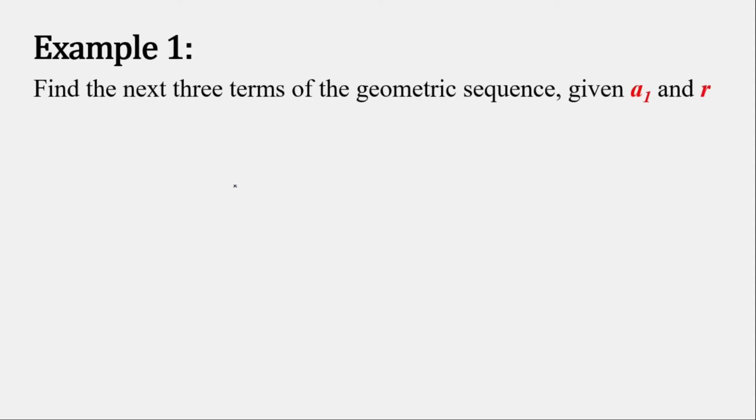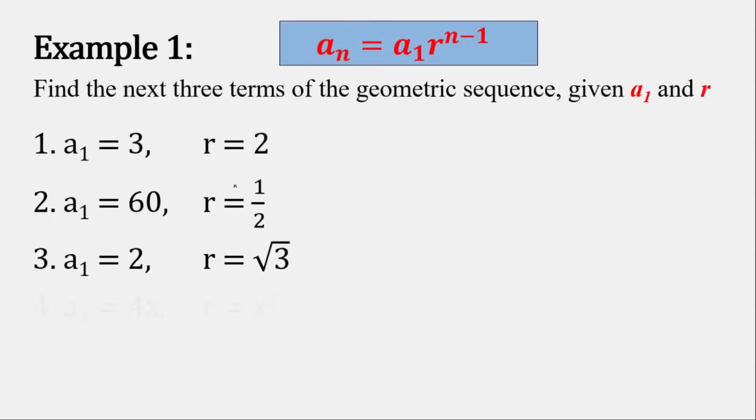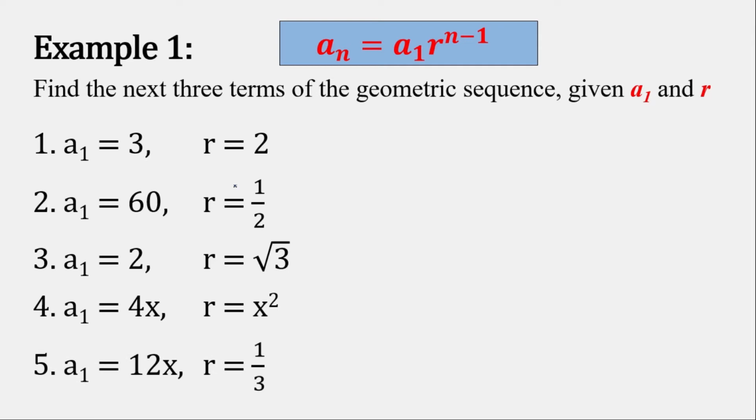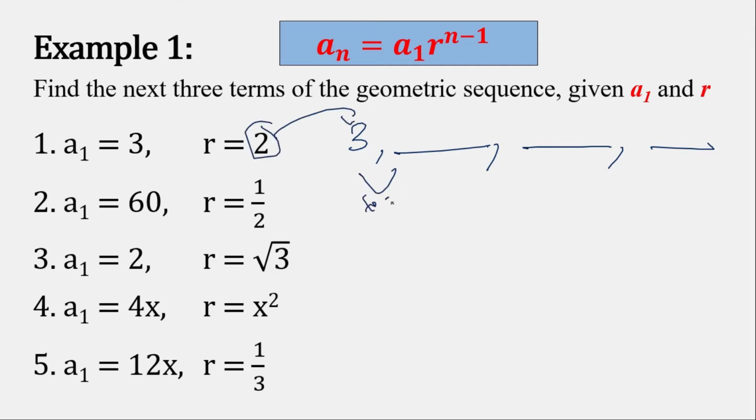Now let's try to answer example number 1. In this problem, we are not going to use the formula a sub n is equal to a sub 1 times r raised to n minus 1. All we need to do to get the next three terms is multiply the common ratio to the preceding term. So if our first term is 3, we can get the next term by multiplying 2 to 3. That is 6. 6 times 2 is 12, and 12 times 2 is 24. So that's how we get the next terms.